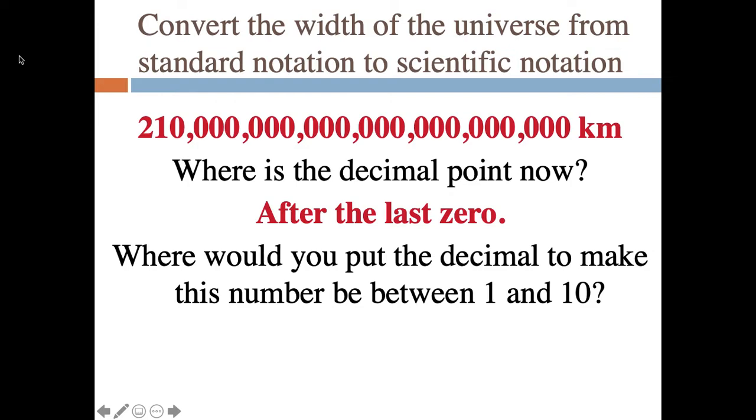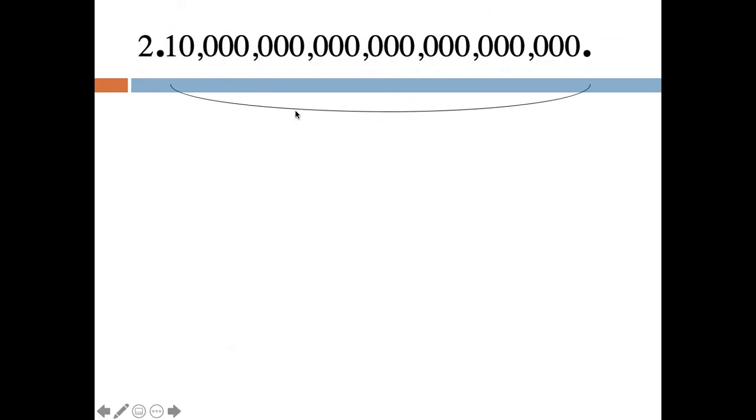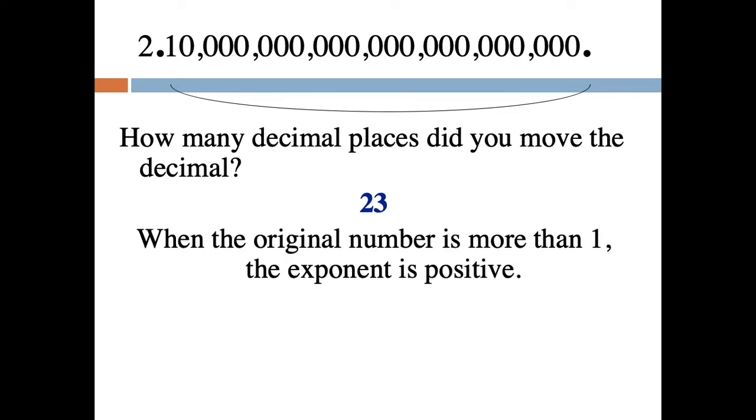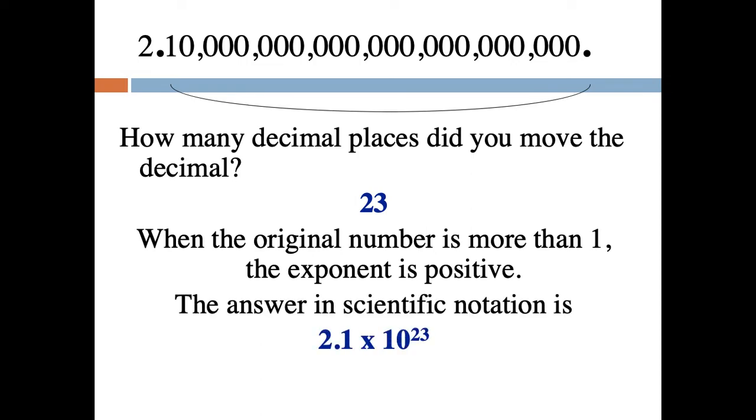And where do you have to move the decimal point to in order to make this number between 1 and 10? And the answer is between the 2 and the 1. So you'd have 2.1 times 10 to the somethingth would be the same as this number up here, this giant 210 with tons of zeros. So how many times you move that decimal point, you could count it, or I could just tell you it's 23 places. When the original number is more than 1, the exponent is positive, so the answer in scientific notation is 2.1 times 10 to the 23rd.